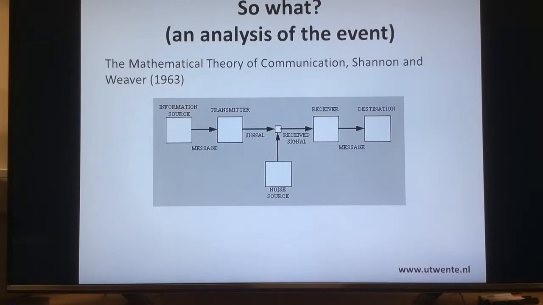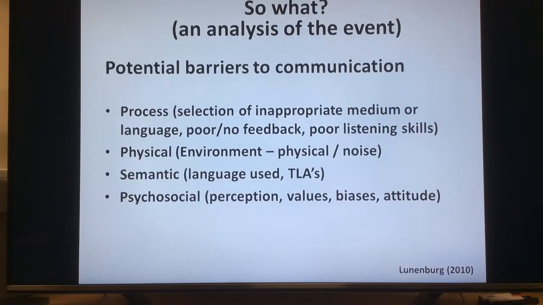Lundberg 2010 identifies potential barriers affecting communication, and this noise has evolved into a number of factors which I'll come on to next, but also there's a feedback loop which is missing from here to actually confirm that communication has taken place. The areas that Lundberg identifies are four main aspects. The process, in other words, a selection of an inappropriate medium, for instance, or the language is poor, feedback or poor listening skills. And then the physical environment itself, the noise, the location of people.